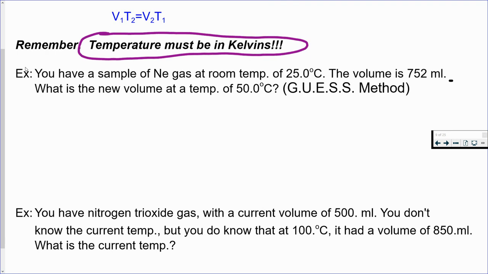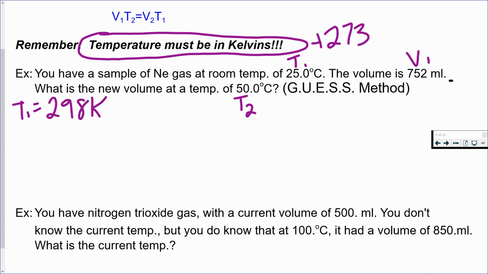So we have a T1 of 25 degrees Celsius, a V1 of 752 milliliters, and a T2 of 50 degrees Celsius. So first thing, let's make sure that we get those into Kelvin by adding 273. So we have 298 Kelvin. T2 then is going to be 323 Kelvin with a V1 of 752.